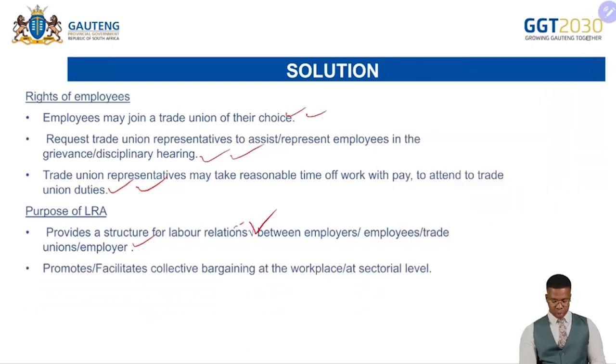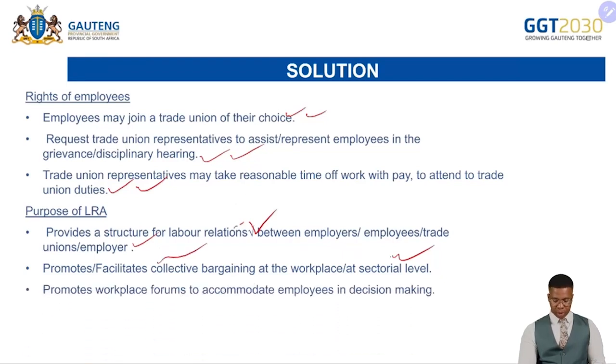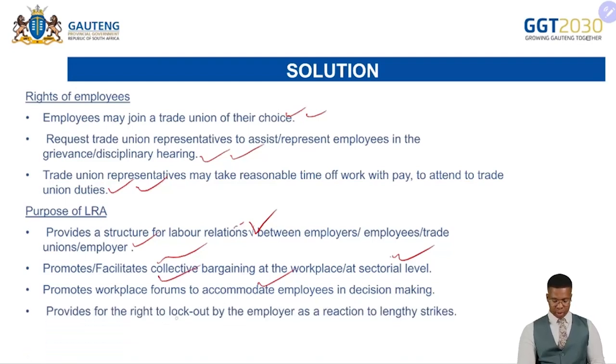It is also to promote or facilitate the bargaining process or collective bargaining in the workplace, and to promote workplace forums to accommodate employees' decision-making process. And another one is to provide for the right to lock out by the employer as a reaction to a lengthy strike. So remember, here we have 6 and the other sentence at 6 as well. So we have 12, and then here 2, 4, 6, 8 as well.